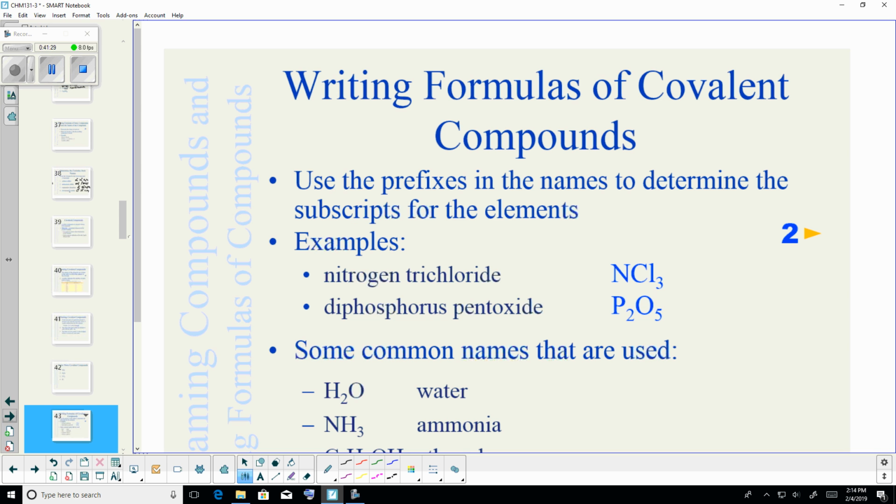If I give you the name nitrogen trichloride, you should be able to write the formula. NCl3, 1 nitrogen, 3 chlorines. Diphosphorus pentoxide, diphosphorus, P2O5.